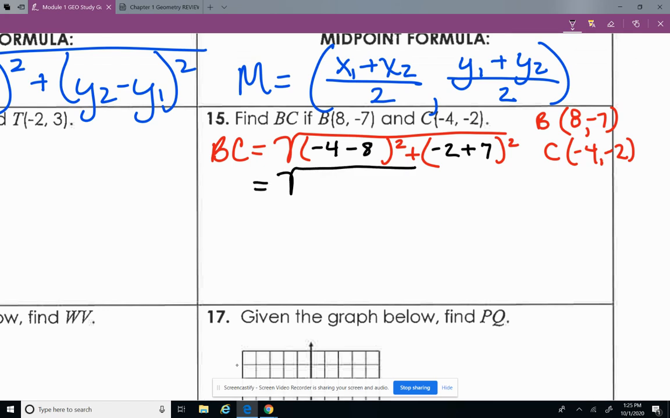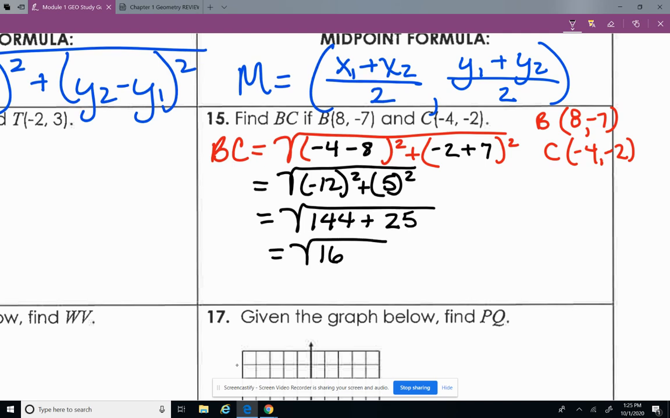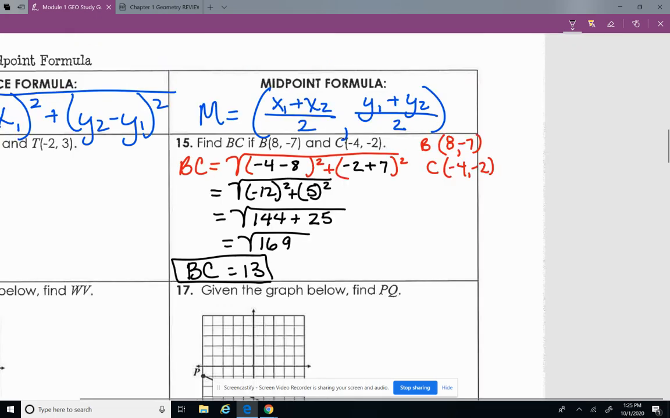All right, -4 and -8 make -12. And then -2 and 7 make 5. So we know that -12 squared is 144, and 5 squared is 25. So the square root of 169, BC, is 13 units long. So that was distance.